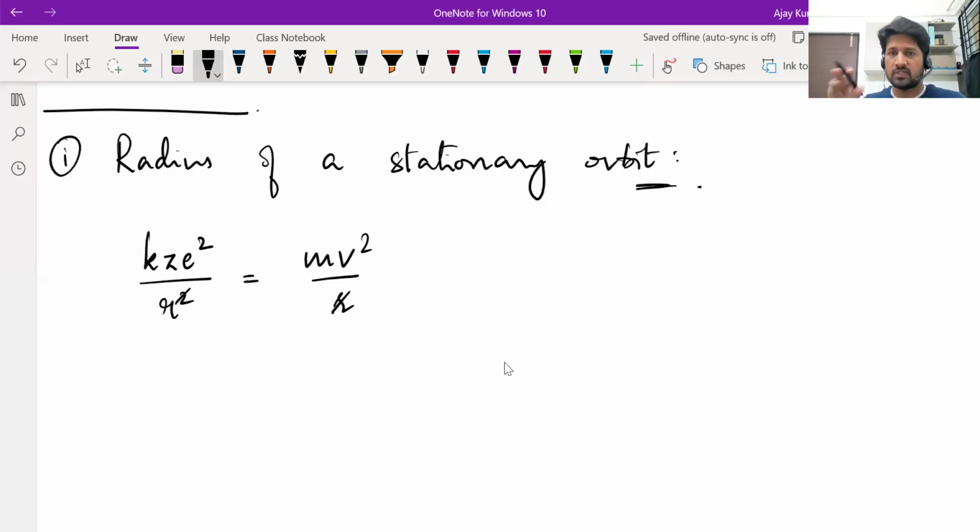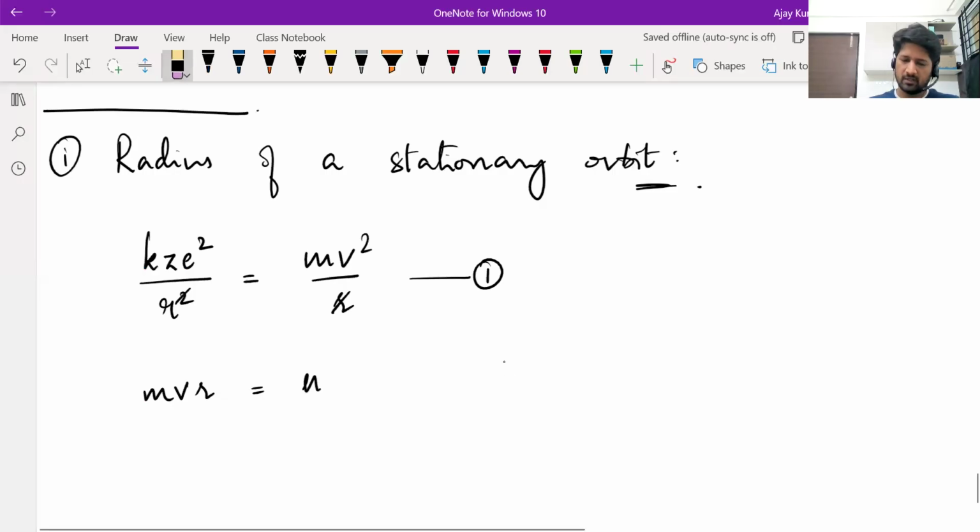Now, Bohr proposed an additional condition. So, you take this as equation 1. The second equation we get from Bohr's postulates is that mvr, the angular momentum of an electron revolving in a stationary orbit, should be equal to nh by 2 pi.